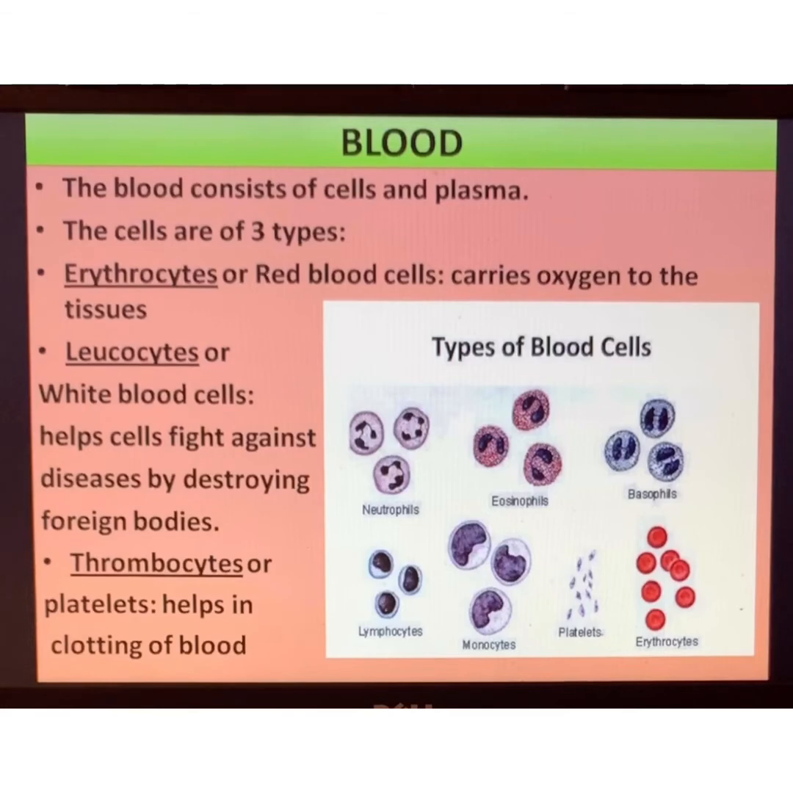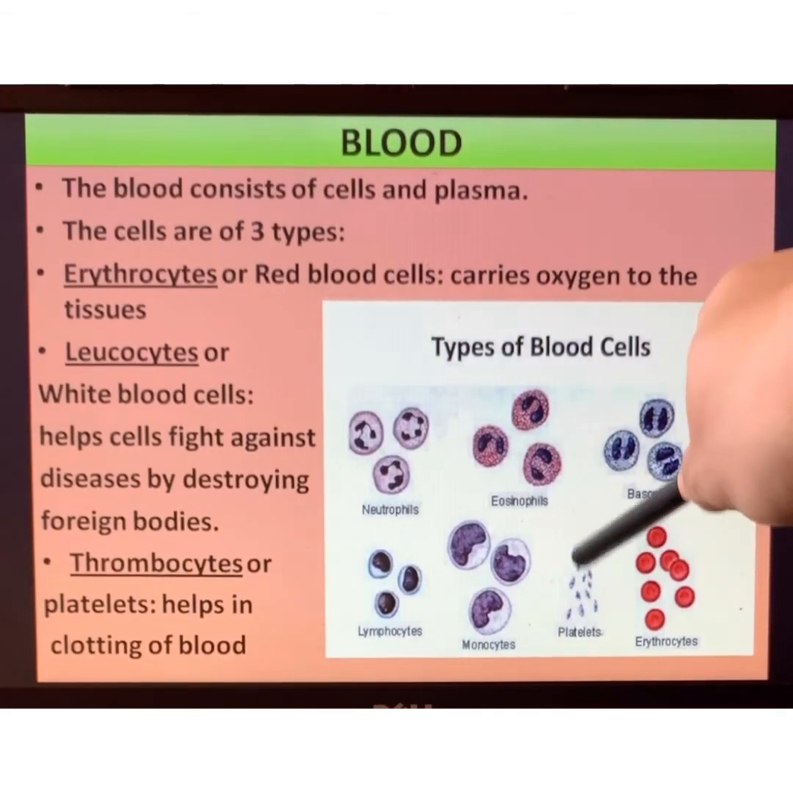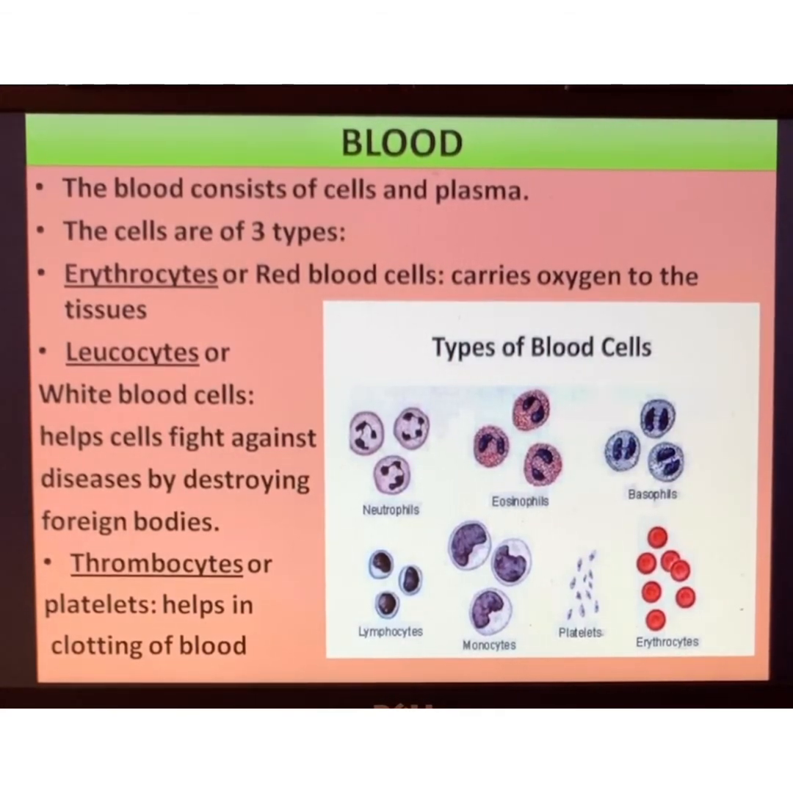Thrombocytes are nothing but the platelets. You can see, platelets are not cells by themselves. In fact, they are the broken parts of bigger cells. Those bigger cells are called megakaryocytes. Don't worry, you don't have to remember this name, and that is the reason why I have not included it here. But those megakaryocytes are big cells, and broken from them are the platelets. The platelets are also called thrombocytes.